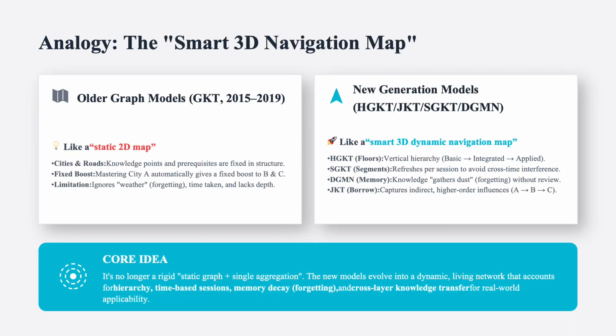To understand these new models, let's use an analogy. Older graph models like GKT are like a static 2D map. The roads are fixed, and the influence spreads in a simple, predictable way. The new generation of models is like a smart 3D navigation map. It has multiple floors representing different levels of knowledge, HGKT. It refreshes its view based on the current learning session, SGKT. It has a memory system that accounts for forgetting, DGMN, and it can see indirect connections, like how learning a foundational skill can affect a much more advanced one, JKT. This makes the model far more realistic and powerful.